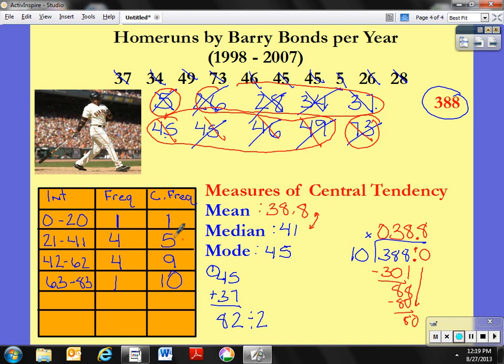Hope this helps you with cumulative frequency tables, and also with measures of central tendency again. I did not do the measure of spread, which would be the range, which would be 68.